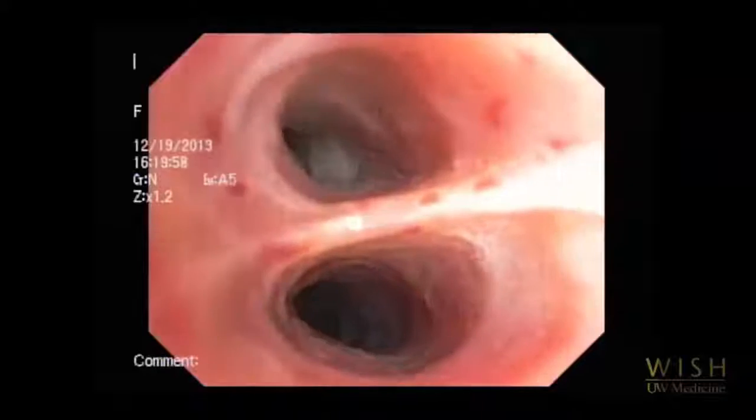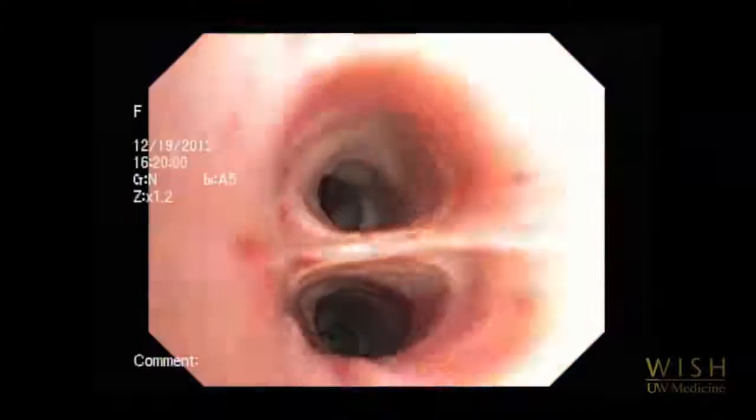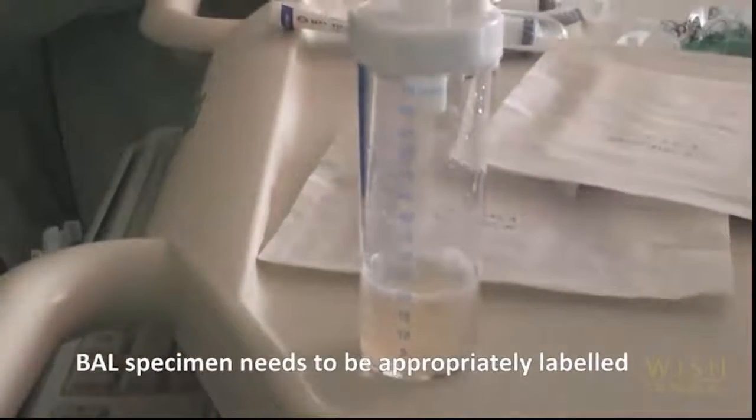Once the BAL is completed, the bronchoscope can be withdrawn or redirected. The collected sample is properly labeled and transported to the laboratory for analysis. It is unnecessary to routinely obtain a post-bronchoscopy radiograph unless there is a clinical indication.